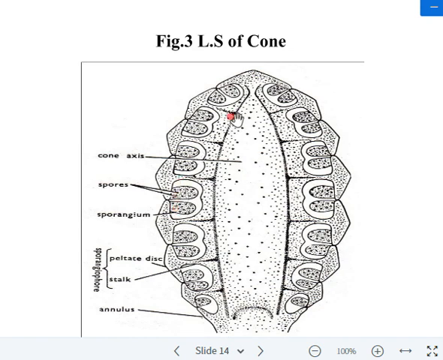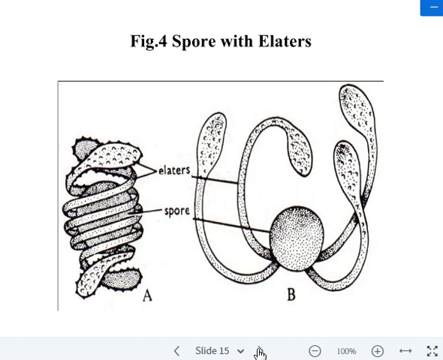So this is the structure of the cone. If you cut the LS of the cone, this is the dissected structure of the cone in which the spores are produced, which help in sexual reproduction. After dispersal of spores from the sporangium, they germinate and produce a monoecious prothallus. This is the spore which is surrounded by elaters.